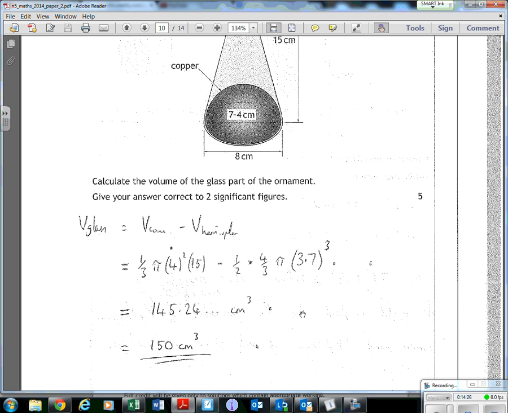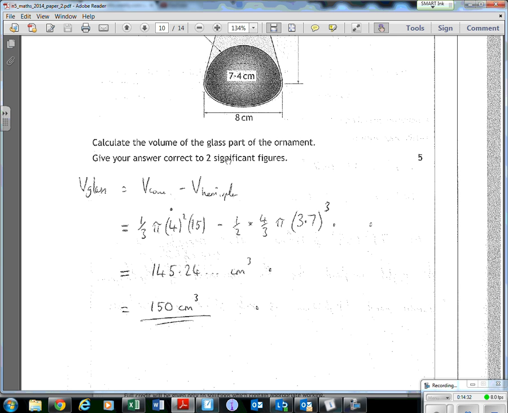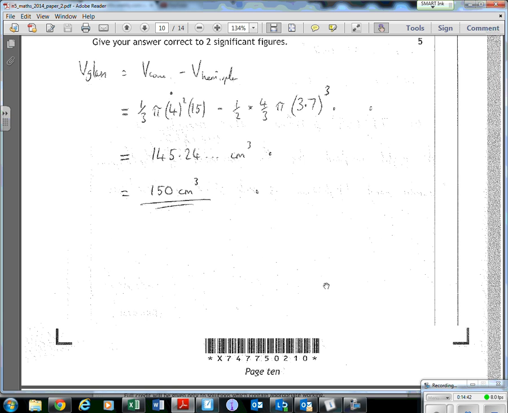The SQA want to see the unrounded answer and the rounded answer, and they also want the units, always. So to 2 significant figures, so basically count along to the second number, 1, 4. That's in the tens column, so in this case it wants it to the nearest 10, so that's 150 centimeters cubed.